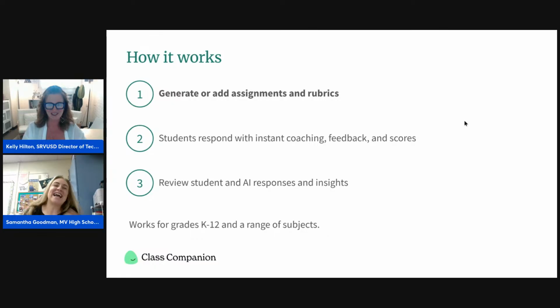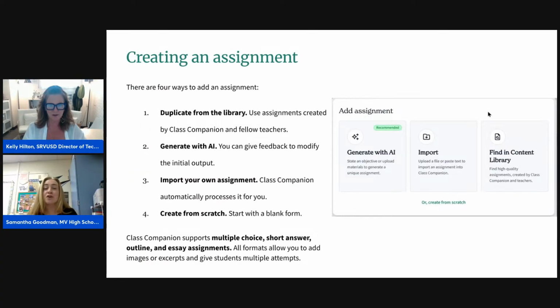Okay, so I'm first going to go through how it works, just a step-by-step process, and I'm going to show you some screenshots that I have of how to generate or add assignments and rubrics. So there are 4 ways to add an assignment. You can duplicate from the library, and ClassCompanion was introduced to me by an AP psychology teacher who uses it for feedback, especially in support of free response questions. We have AP exams coming up, so he really wants his students to get that extra practice when he's not available at 7 or 8 p.m. to answer an email, right?